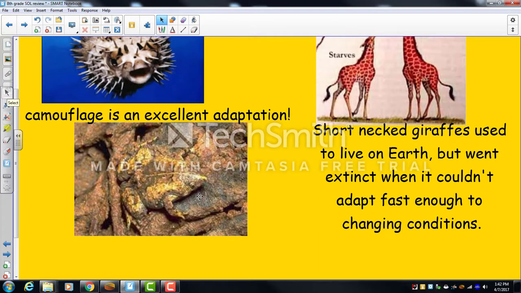Camouflage: if you can't be seen, you won't be found as food. So there is a toad right here. I don't know if you can see that.